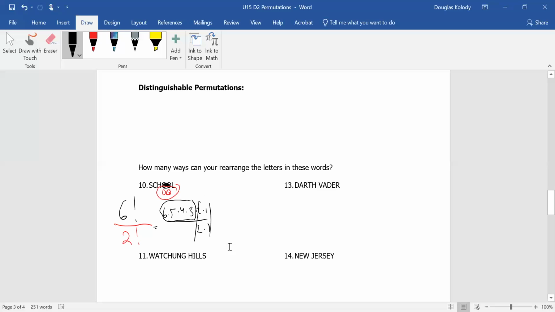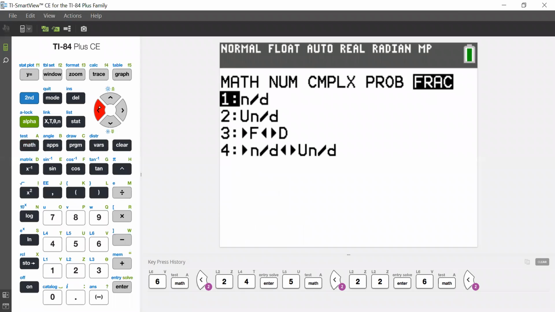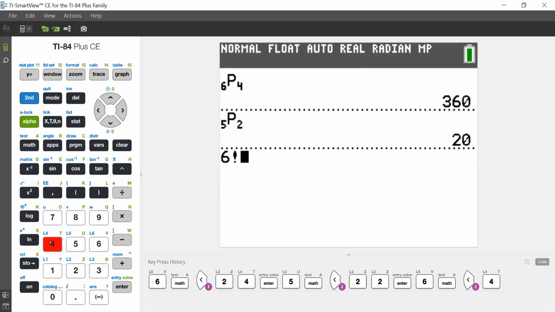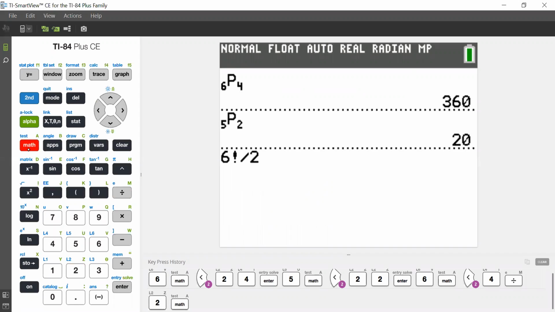6 times 5 is 30. 30 times 4 is 120. 120 times 3 is 360. That's one way to do it. Another way to do it is how you did last night's homework. Go right to the calculator. I could do 6, math, PRB, and then option 4 this time. Factorial divided by 2, math, PRB, factorial. And you get 360. Use your calculator if you want to. Piece of cake. But now at least I showed you how to do it by hand.